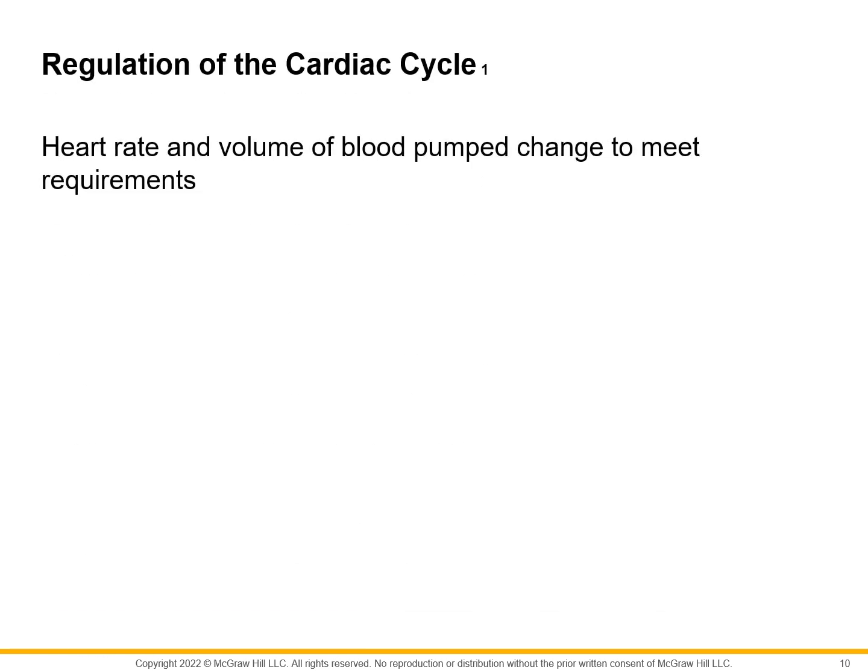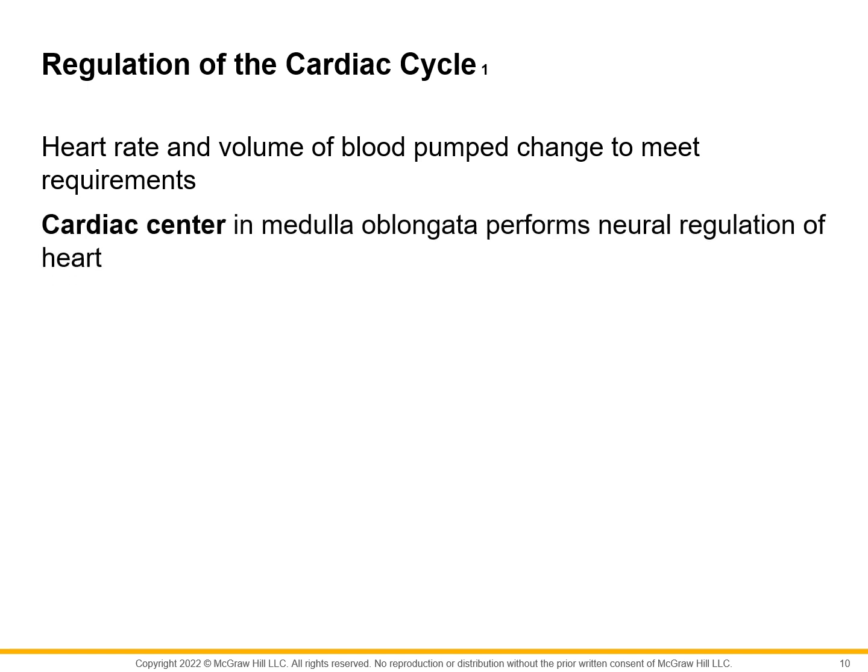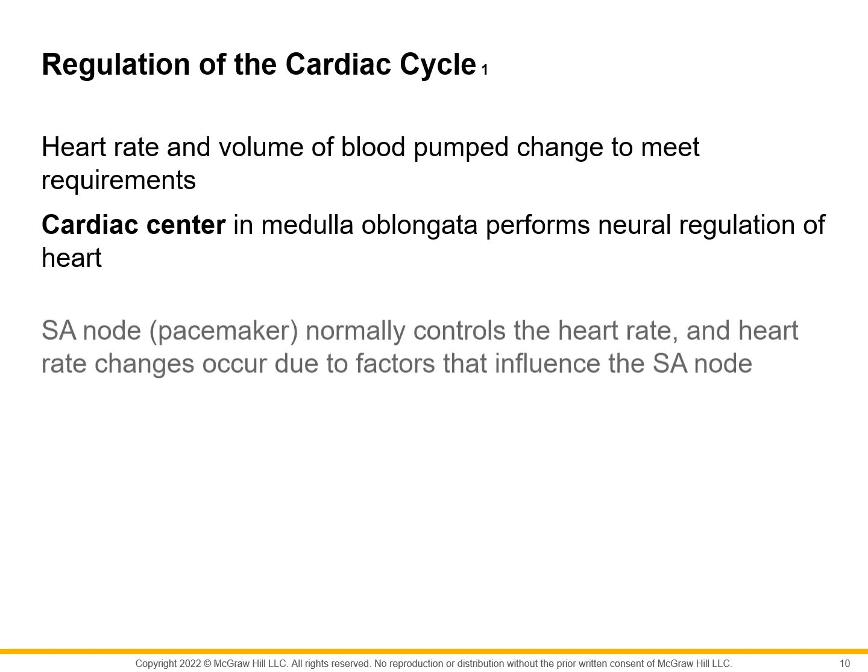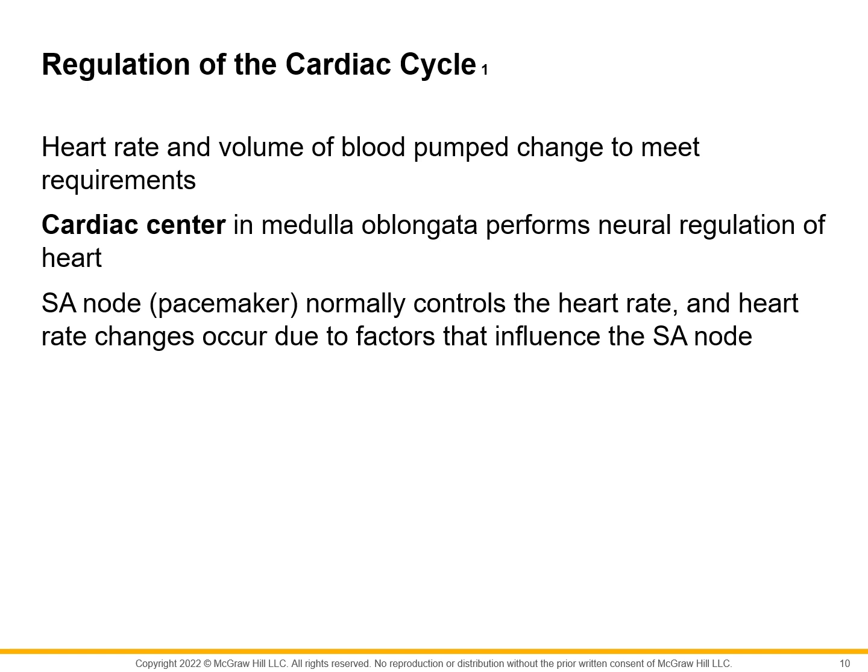So this cycle is regulated by many factors and regulated also by a center. The center is found in the medulla oblongata, which is part of the brain stem. Okay, so this center regulates the cardiac cycle through its influence on the sinoatrial node or SA node, which is the pacemaker of the heart. We talk about it when we describe the conductive system of the heart.